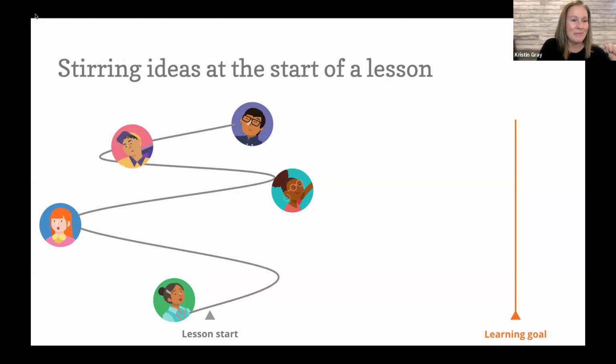So that's at the start of the lesson. We can stir student ideas right from the start to pull on all of their prior understandings and experiences.